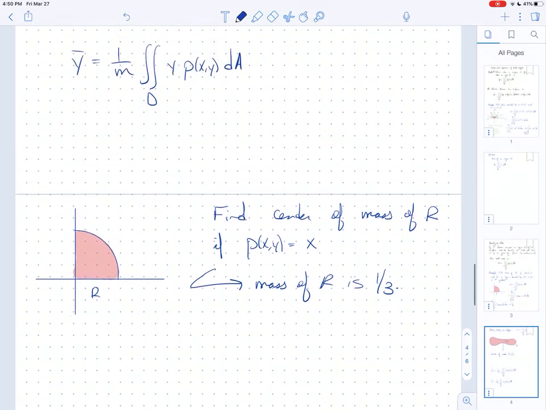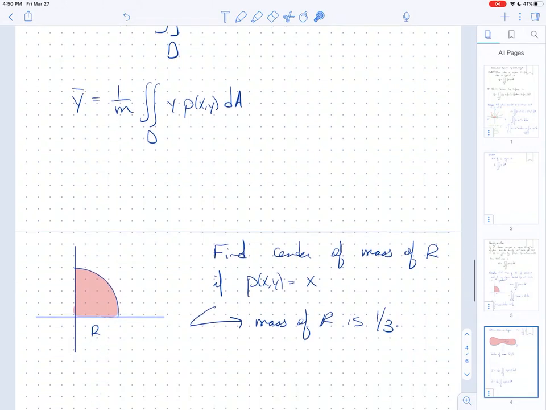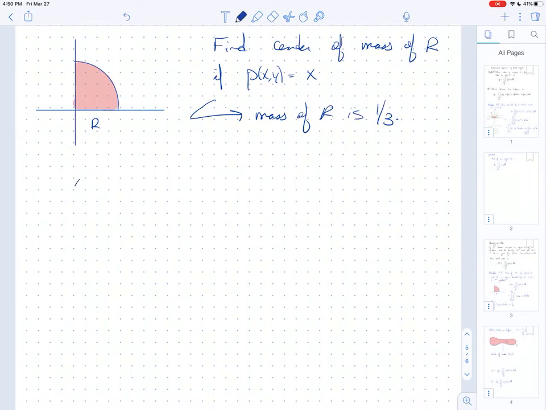And so now I'm just going to use these formulas. x bar is just x times rho of x, y. I'm looking up here at the formula for x bar, and I'm going to write that down. 1 over 1/3 is going to be 3, so that's where the 3 is coming from outside. So x bar is 3 times the double integral over this region R of x times rho, which is just x squared dA.